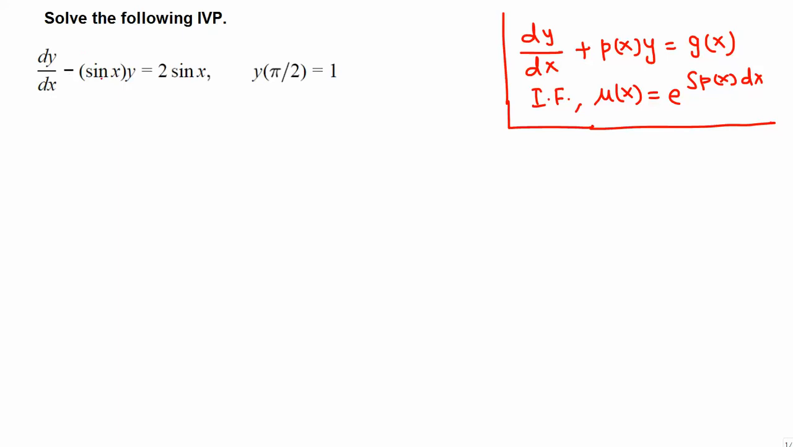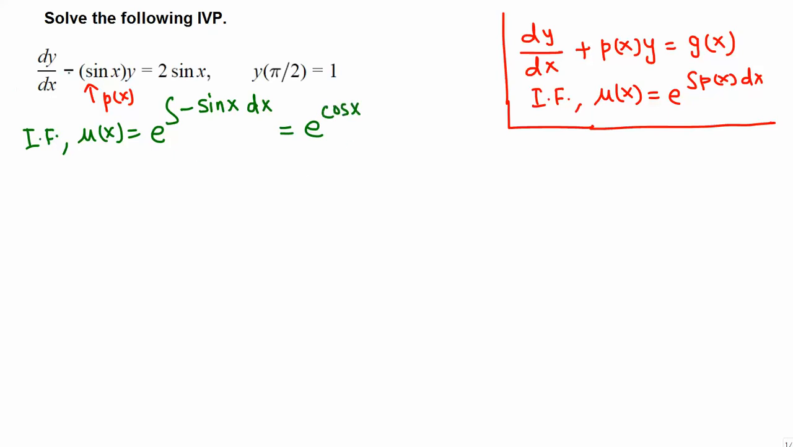Okay, so negative sine x is the p(x) if we compare this with the standard form. Then the integrating factor in this case, mu(x), is e raised to the integral of p(x), which is negative sine x. That is e raised to, negative can be pulled outside, and the antiderivative of sine is negative cosine. Negative of negative cosine is just cosine x.